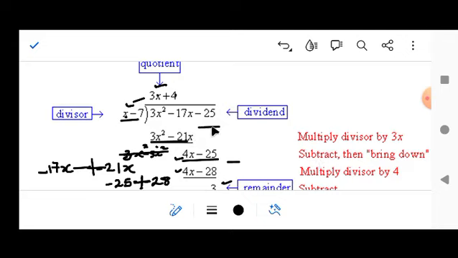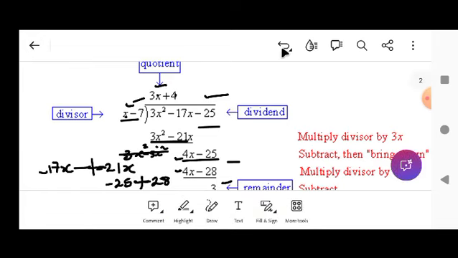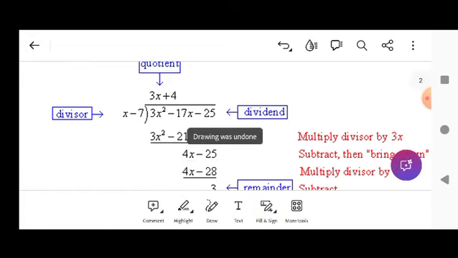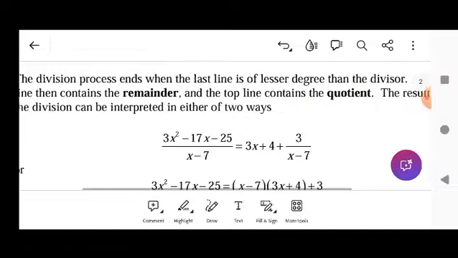Subtract. This is subtraction. Then bring down 25. This is what we brought down, 25. Then multiply divisor by 4 again, and that's how we got it. So it's straightforward. So that is straightforward. So another example is this.